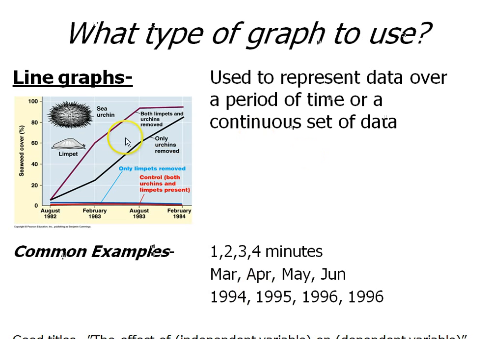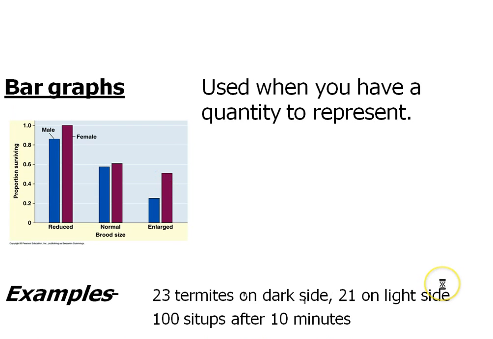All right, here we have an example of line graphs. Typically we use it for time. It can be used for other things too, like pH, but time is the most likely one. That goes on the x-axis if it's a line graph for time. Bar graphs are usually used for quantities.